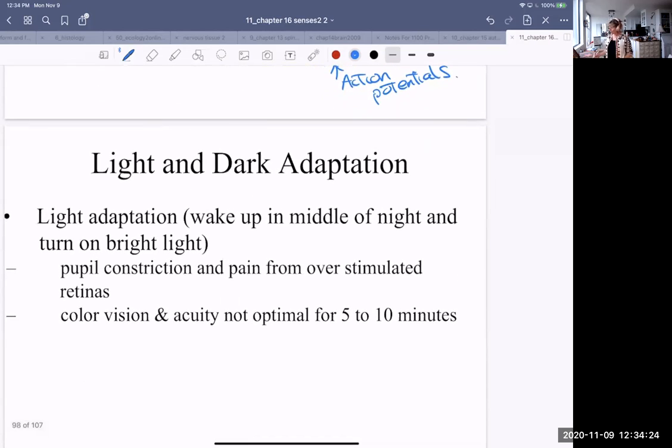And if you wake up in the middle of the night and it's bright, the pupils constrict immediately. That happens fairly quickly, but there can be some pain because it doesn't happen quickly enough for the light not to reach the retina. And so once the light turns on, your color vision and acuity is not optimal for a few minutes, for 5 or 10 minutes or so.